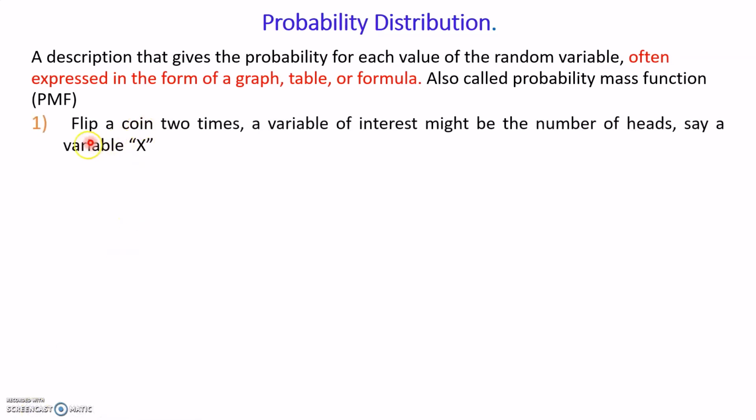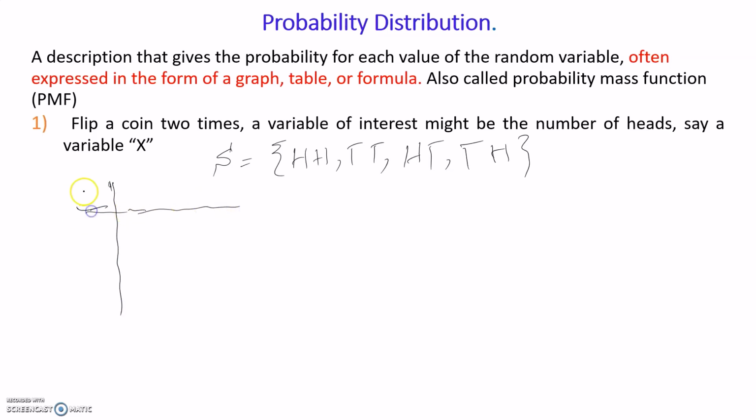Let's see what I'm trying to say. Let's say you flip a coin 2 times. A variable of interest might be the number of heads, say a variable X. I already told you in my previous example, you flip a coin 2 times and the sample space was heads heads, heads tails, tails heads, and tails tails. These are all possible outcomes. And our variable of interest is how many times our coin lands on heads. Let's make a table here. Here I have the random variable X, and here I have the probability of X.